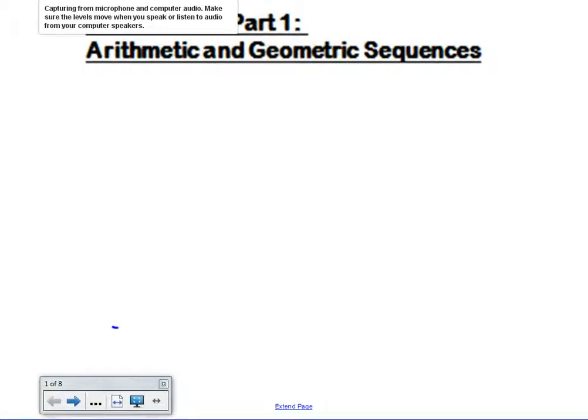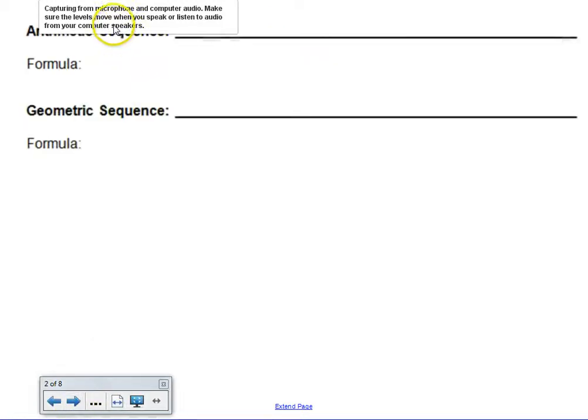Section 7.3 is going to discuss arithmetic and geometric sequences. So we're going to have to learn a few formulas here.